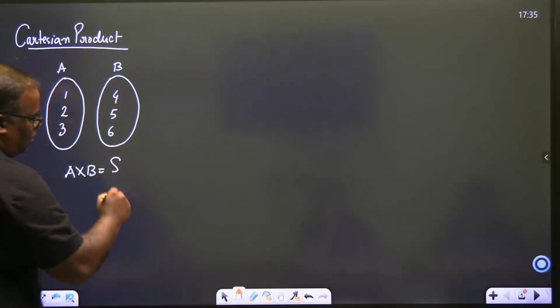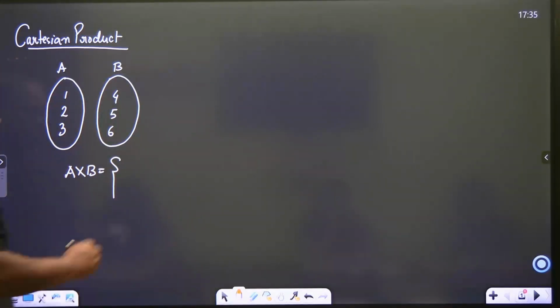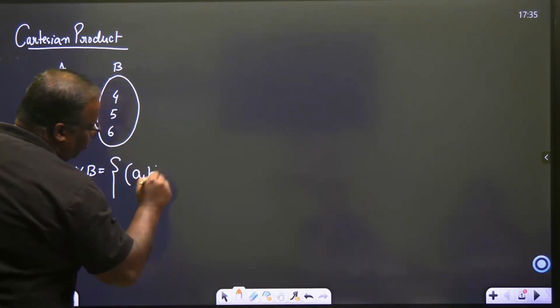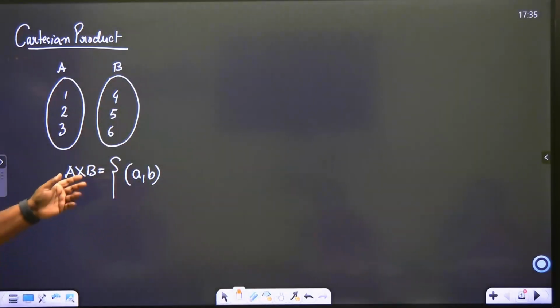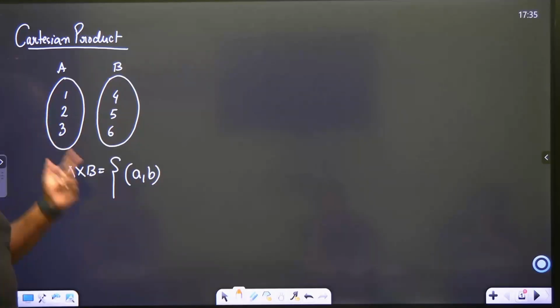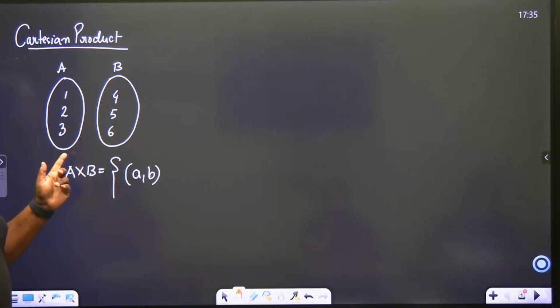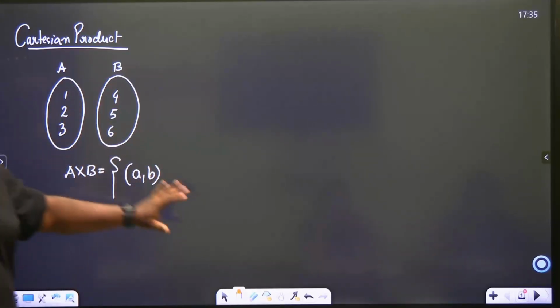And what is A cross B? A cross B itself will also be a set. Try and understand first, then you note down. A cross B will give rise to something called ordered pairs, if you remember ordered pairs. The notation we use is, if the set is represented by A, its elements are represented by small a. If it was X, small x will represent the elements, Y, small y will represent the elements. So it will give you ordered pairs.